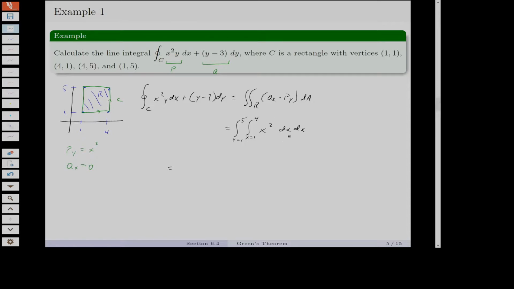because all of this stuff with x's, the function doesn't have any y's in it, you can think of factoring it out. So you could think of this as the integral from 1 to 5 dy. Oops, I wrote dx twice. The integral from 1 to 5 dy times the integral from 1 to 4 of x squared dx. So we get 5 minus 1 times 1/3 x cubed from 1 to 4.